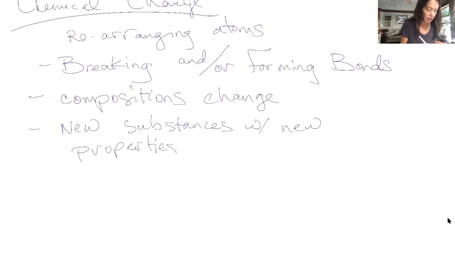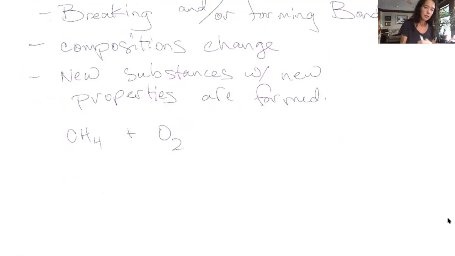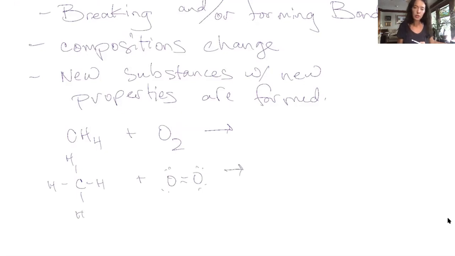So what we end with is very different than what we started with. New properties are formed. We could look at, let's say, some simple structures, right? So when these guys react, well, the bonds here, we've got 4 hydrogen-carbon bonds. And one day we're going to teach you how to draw these things. We've got an oxygen double bond. And when this reaction occurs, we end up with carbon dioxide and water.